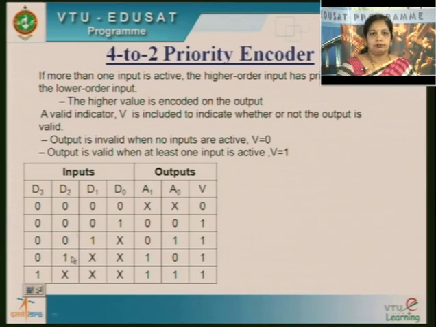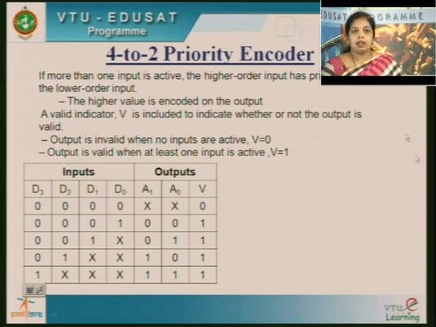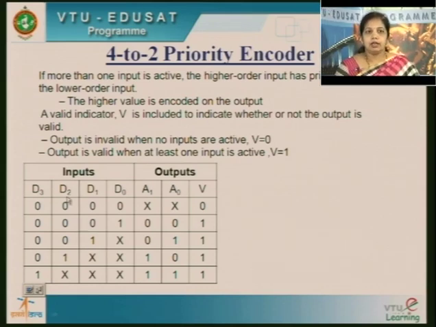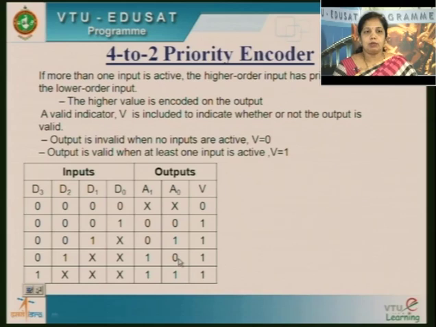for higher order. Suppose here D1 is coming, means this is logic 1, even D0 is logic 1, all D2, D1, D0 are logic 1, means all 3 inputs are simultaneously active. Then we are going to consider here the higher order bit. So the higher order is D2. So my output will be 1, 0.